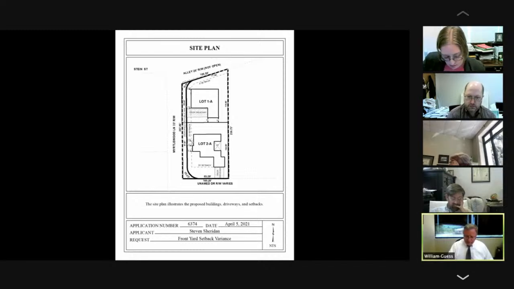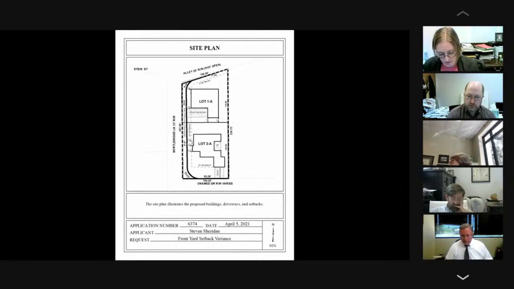Sure. Louis Shreve, 118 Myrtlewood Lane, Mobile, 36608. Okay, and you're in opposition to the application, is that my understanding? That's correct. I'm opposed to the front yard setback variance at 116 Myrtlewood Lane, from a 25-foot setback to a 10-foot setback.